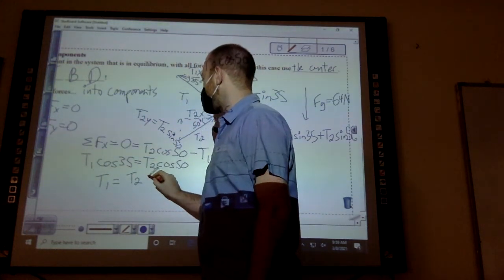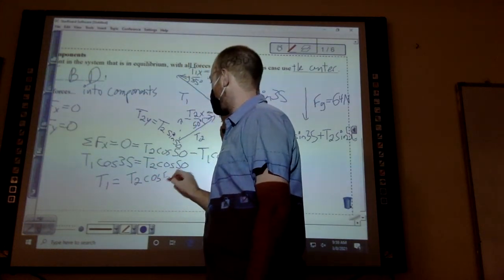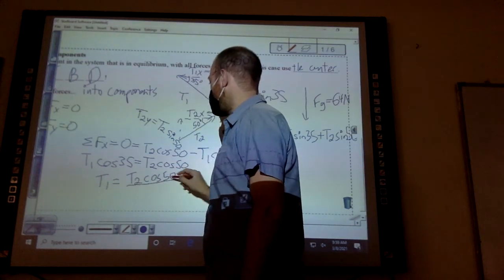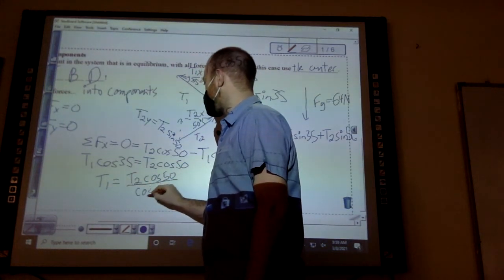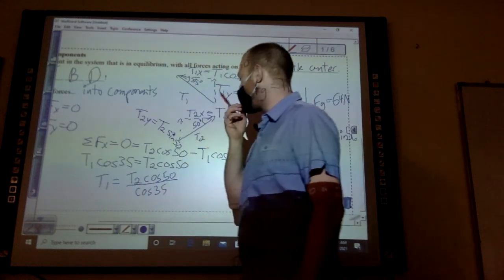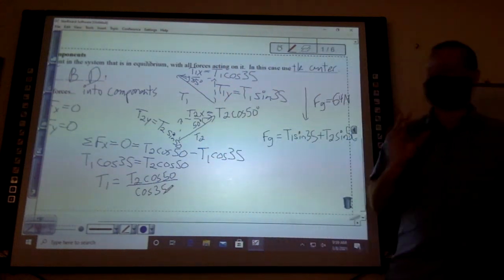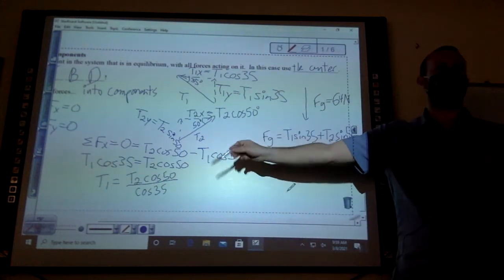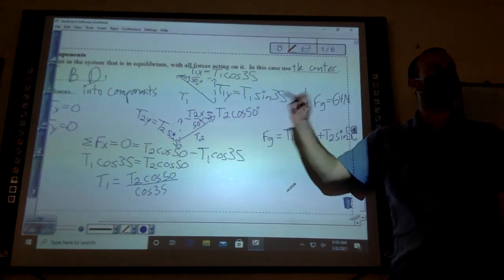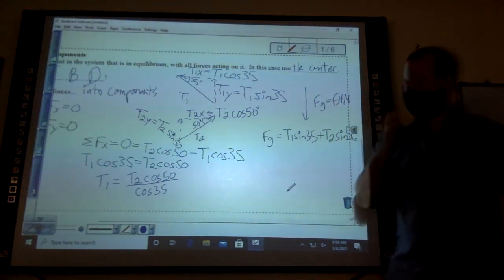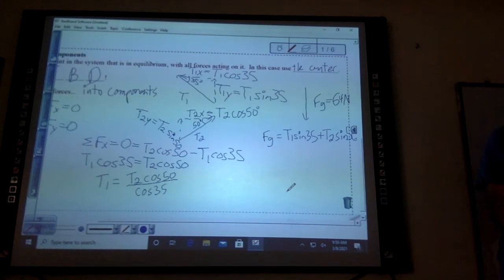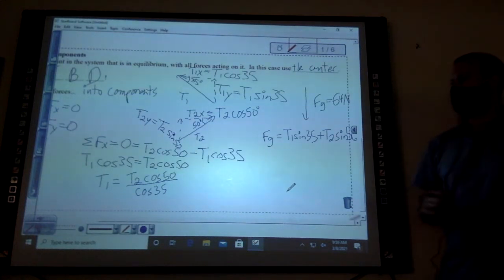T1 equals T2 cos 50 over cos 35. Please do not just cancel out the cosines. I'll be really disappointed if I ever see that. But it has happened. I'll get to it in a sec.